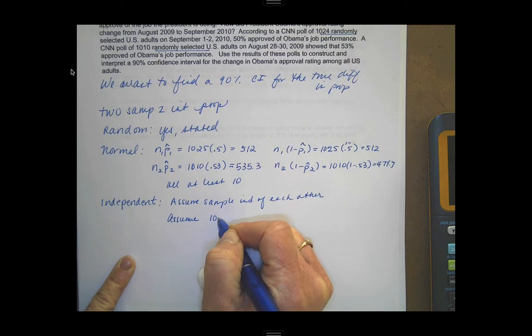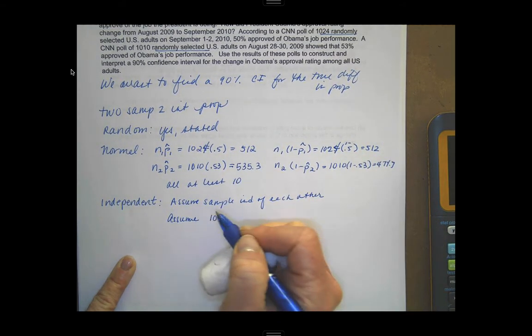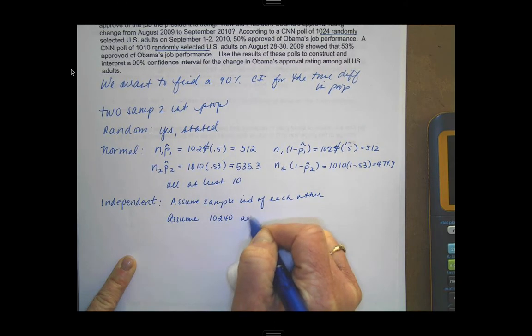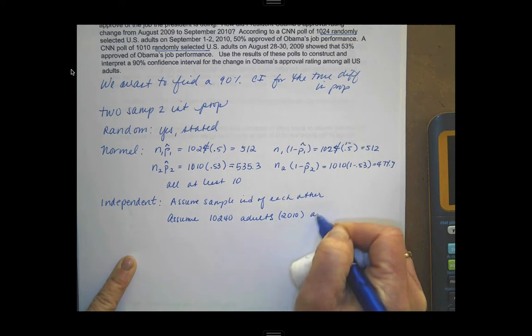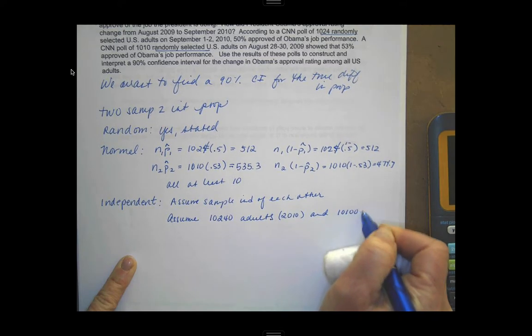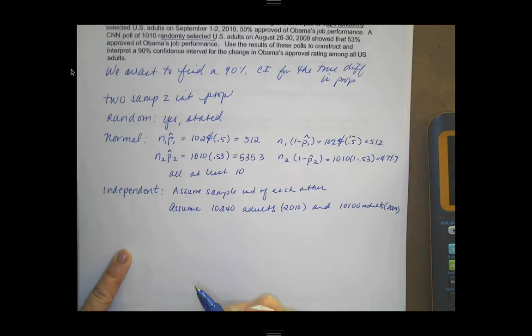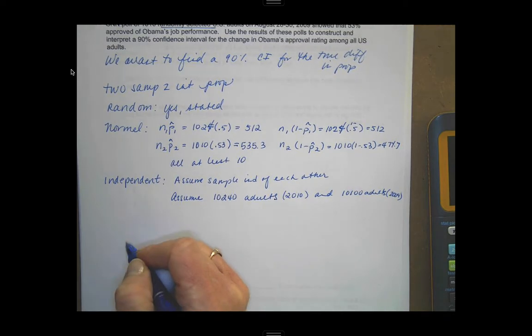So let's see, oops, I don't know why I wrote 25 there, sorry, it's supposed to be 24. Assume 10,240 adults and 1,100 adults from 2009. Okay? All right.